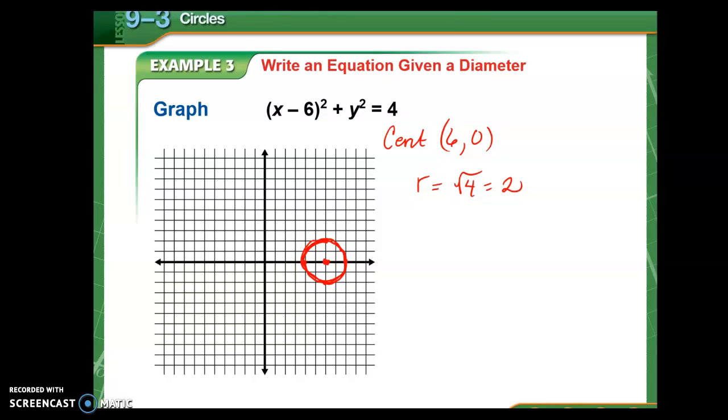All right. And that's it. That's the main thing we get from our equations.